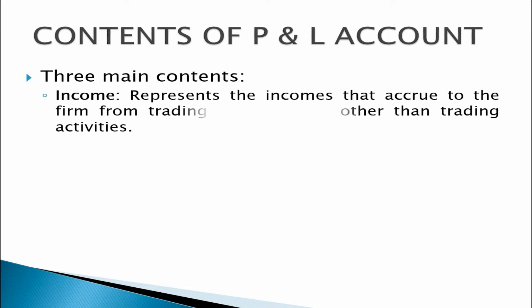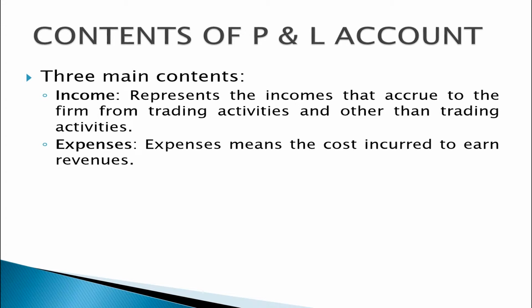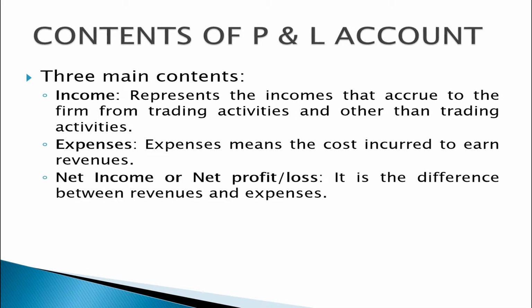Moving on to the contents of P&L account, there are three main contents. First one is income. It represents the incomes that accrue to the firm from trading and non-trading activities. Next one is expenses. Expenses means the cost incurred to earn revenues. And lastly, net profit or net loss.